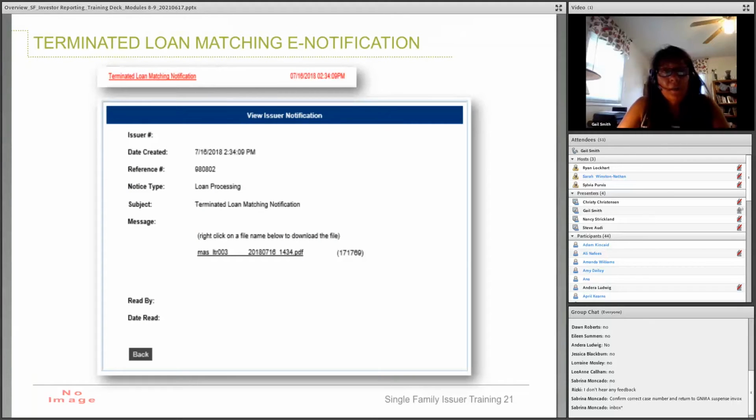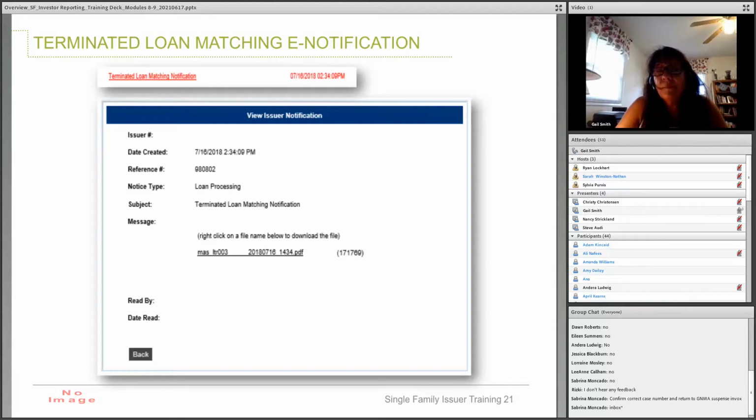Terminated loan matching. We currently receive data from FHA and USDA RD that contains loans where the insurance has been terminated. If we run a matching process and the case number you're submitting to us has been marked terminated by the agency, you will receive an e-notification letting you know that you have terminated loans. What you do is you go in and confirm the loan; if it was still actively insured, contact the agency and ask them to please reinstate the loan as actively insured.